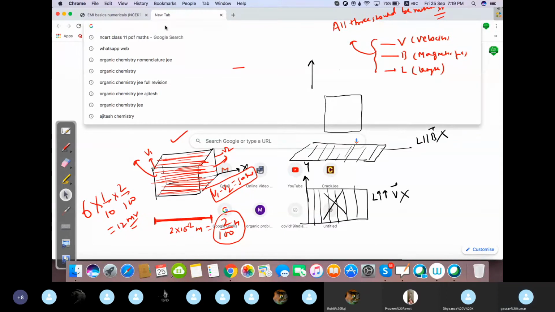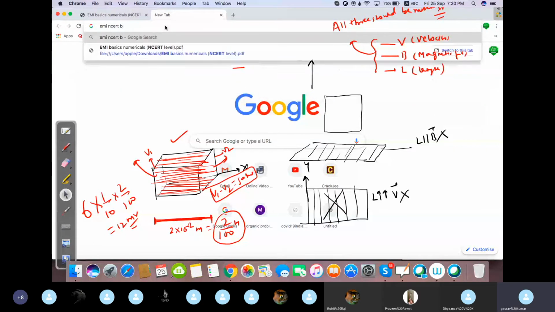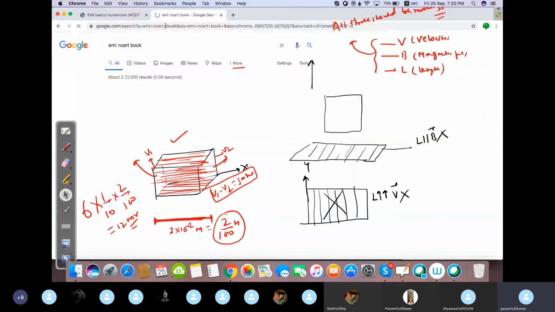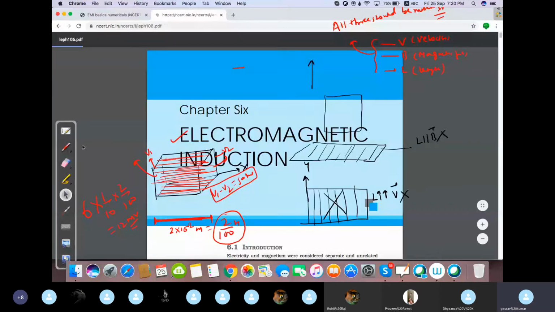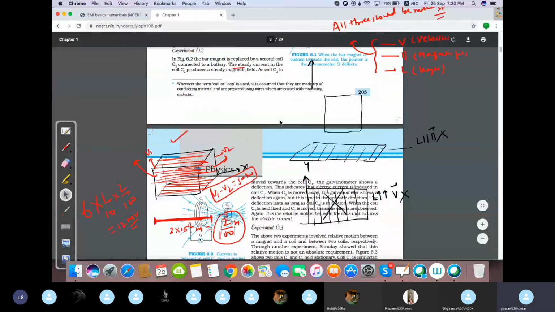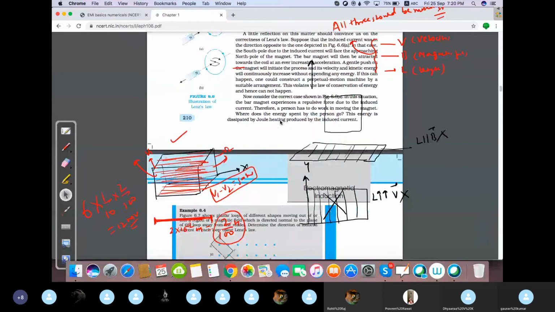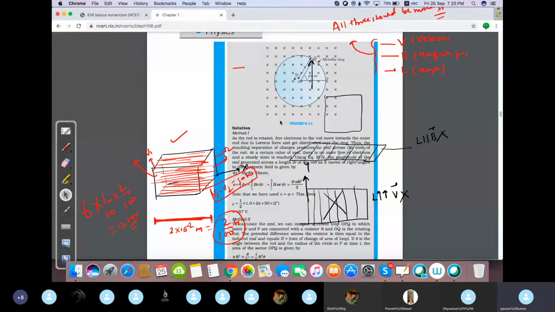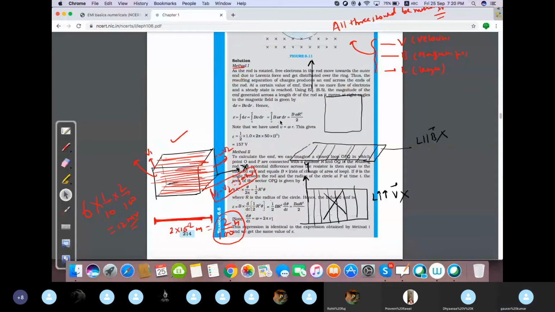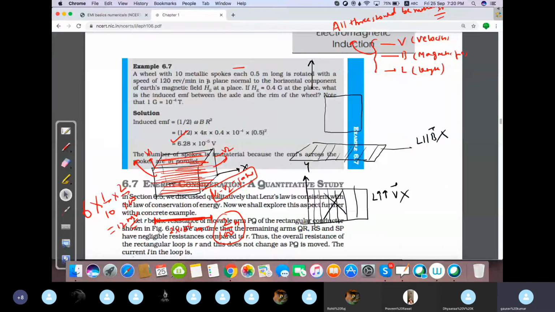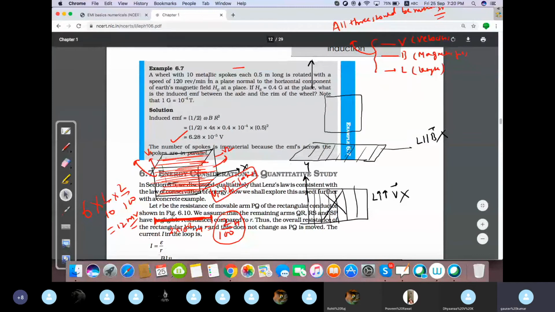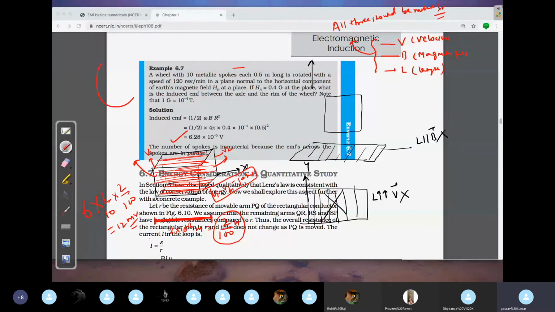See here, the EMI NCERT book. A similar question is given. I'm not saying the same question, but a similar question I'll show you in NCERT, in the solved examples. See this question, question number 6.7. A wheel with 10 metallic spokes. Not the same question, but the scenario is the same. You have a wheel here and you have 10 spokes like this. So obviously you can see the EMF induced.